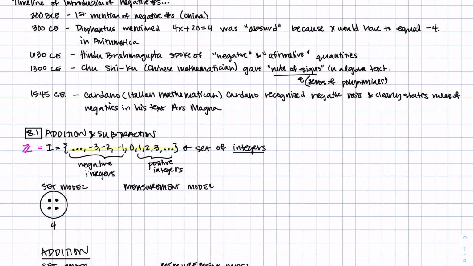Just wanted to briefly touch on a little bit of the history. So on page 302 of your textbook, they have a nice little summary of a brief history of the negative numbers. We talked about, when we were talking about different numeration systems, how the Mayans were one of the first civilizations to have a symbol for 0 back in 300 BCE. And the first mention of a negative number came in 200 BCE in China.